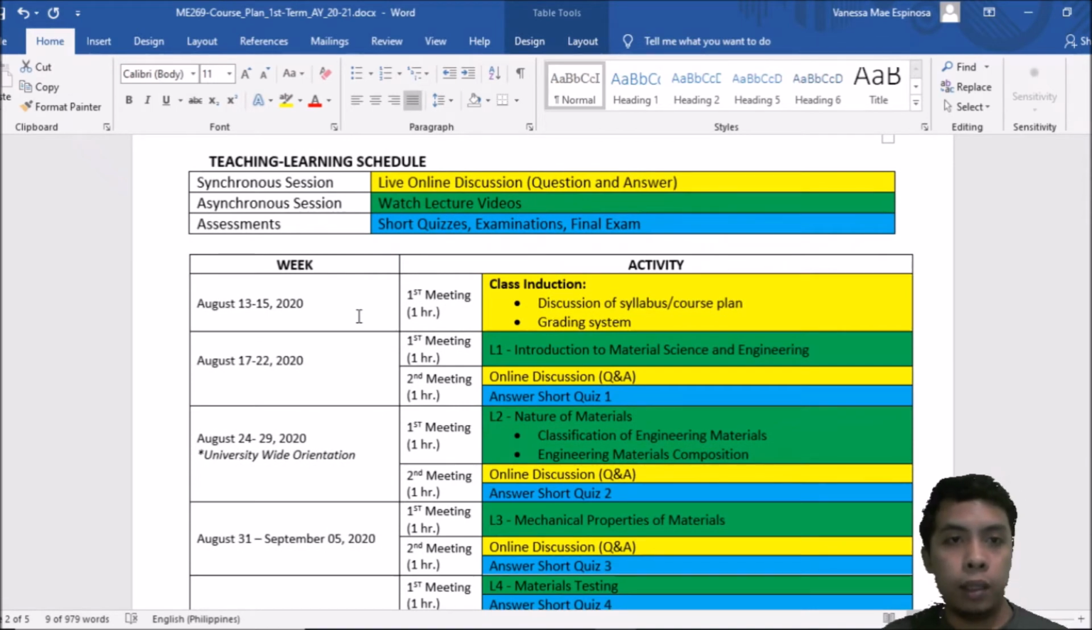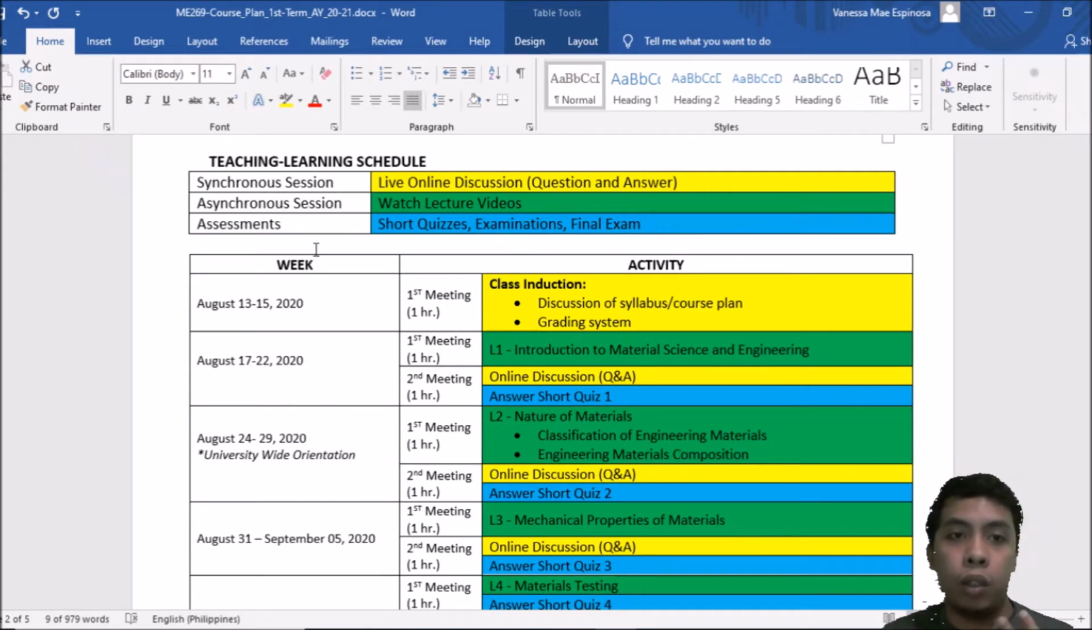Okay? Next, let us discuss this table, no? So, this is our teaching learning schedule. So, dito nakalagay kung ano yung magiging step-by-step schedule natin, kung ano bang gagawin natin per each session or per each meeting. So, as you can see, it is color-coded. We have yellow for synchronous session, wherein it is live online discussions, no? Question and answer portion ng part ng ating lessons.